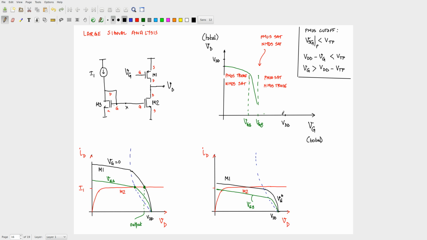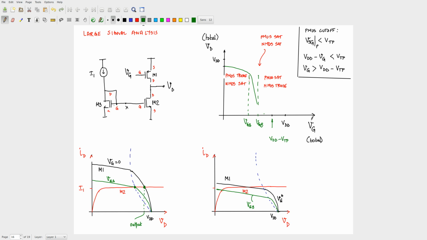Okay, so there is some region here. If this is VDD, let me call that voltage here VDD minus VTP. And what happens for voltages greater than VDD minus VTP? Your PMOS is in cutoff. If PMOS is in cutoff, what's going to happen? Current will be 0. So what is the output voltage? What should be your output voltage? It will be 0, right?